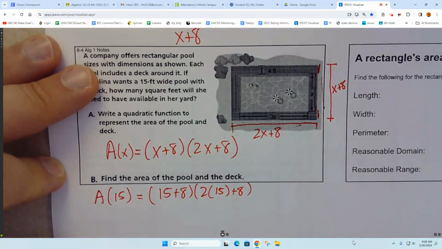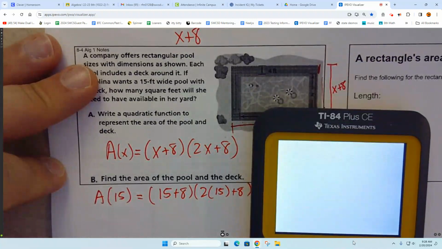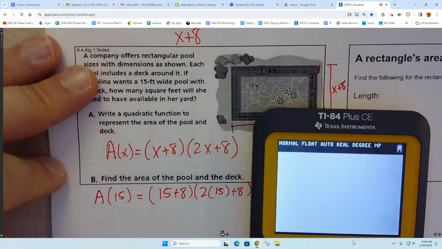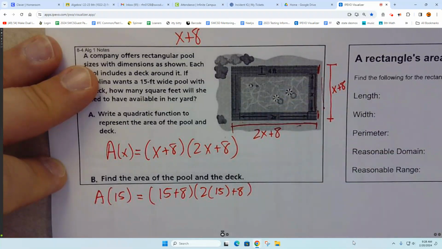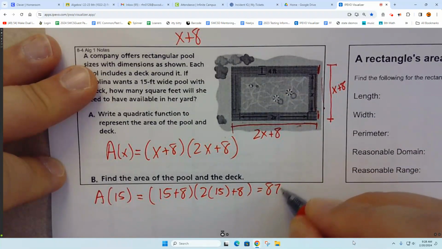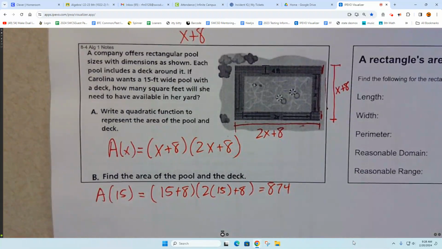Bless you. Go to my calculator. Do you ever like to go, well, I know that that's 23 and that's 38. And we get 874. So what is the answer to the question? 874. Word problems get word answers.